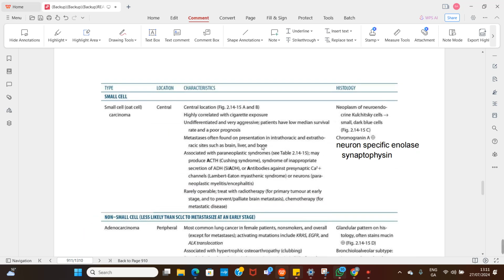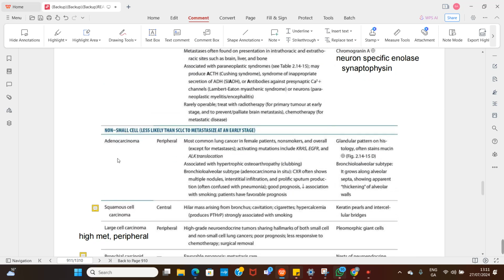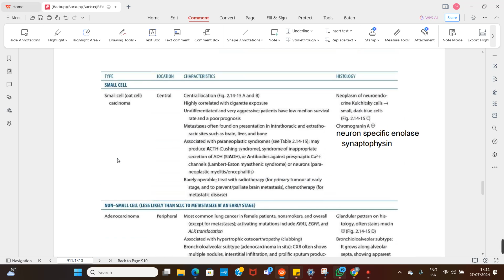What are the types? We are not wasting too much time. We already know this. You categorize them into the small cell or the non-small cell. So for the small cell, what's their location?